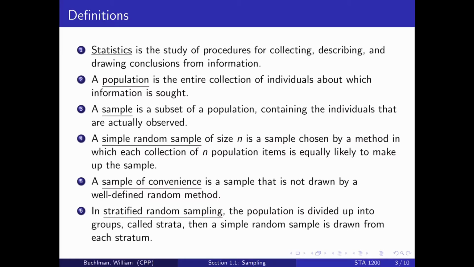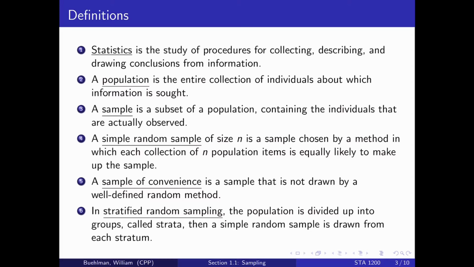Next, we have a sample of convenience. This is where the sample is not drawn from a well-defined random method. This is okay occasionally because there are times where a random sample isn't possible, and we will see that. So sometimes a convenience sample would be appropriate.